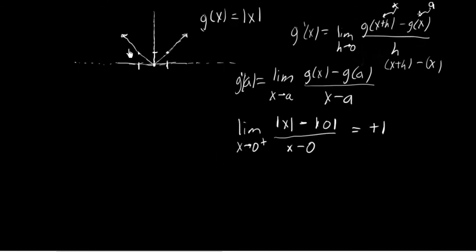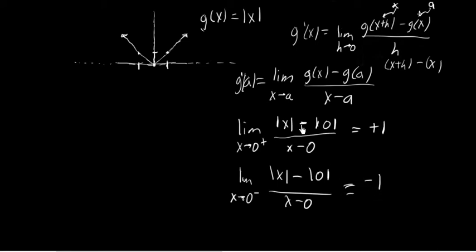But coming in from the left, the absolute value of x behaves like y equals minus x, which is a line of fixed slope negative 1. So the limit as x approaches 0 from the left, the absolute value of x minus the absolute value of 0 over x minus 0 is negative 1. And remember, limits exist if the left and right limits are equal.